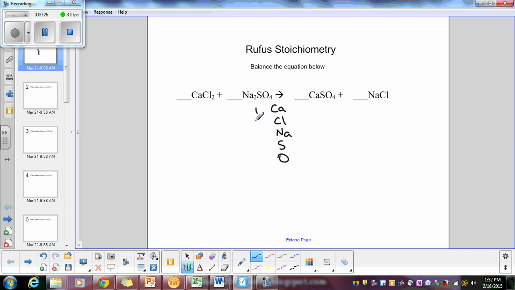I have 1 calcium, 2 chlorine, 2 sodium, 1 sulfur, and 4 oxygen on my reactant side. I have 1 calcium, 1 chlorine, 1 sodium, 1 sulfur, and 4 oxygen on my product side. Calcium is balanced, chlorine is not. I need to put a coefficient in front of my NaCl. Now I have 2 Na's, and I have 2 Cl's. So if I look, calcium's balanced, chlorine's balanced, sodium's balanced, sulfur's balanced, and oxygen is balanced. So that whole equation is balanced with just that one little coefficient.